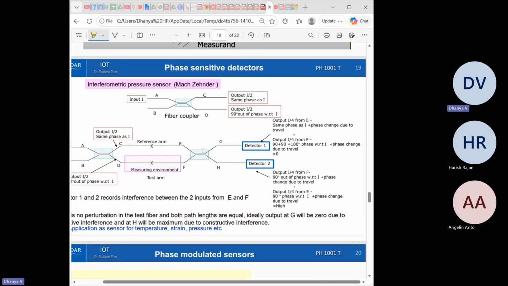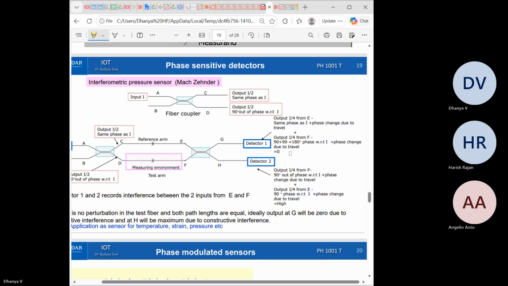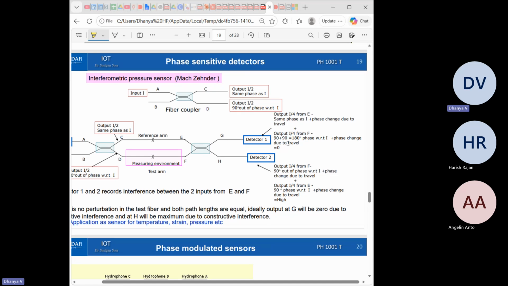And then similarly, from F to G, you see here there is already a 90-degree phase difference over here, and then again another 90 degrees. So there's a 180-degree phase difference. And then there is phase change due to travel, from F to G. That's all. If you add both of these, it will become 0.